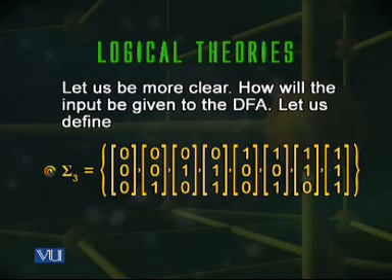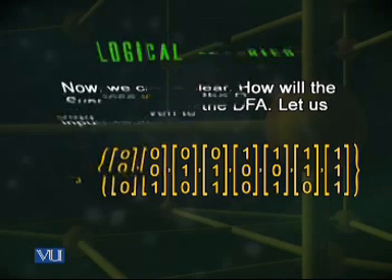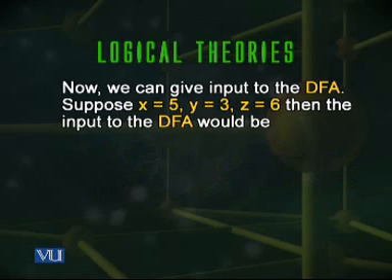So for example, the first character represents 0, 0, 0. That means this particular bit of x is 0, of y is 0, and of z is 0. Similarly, it has a character which is represented by 0, 1, 1. This means this particular bit of x is 0, but this particular bit of y is 1, and this particular bit of z is also 1. Now we can give the input to this DFA. The way we give it input is we take this alphabet and make a string out of this alphabet.